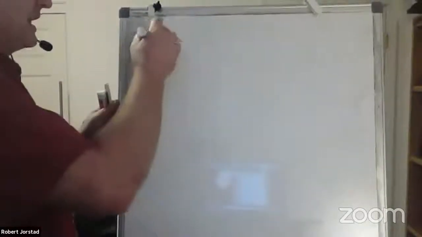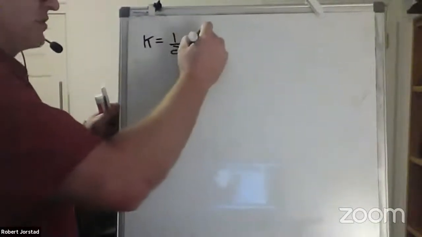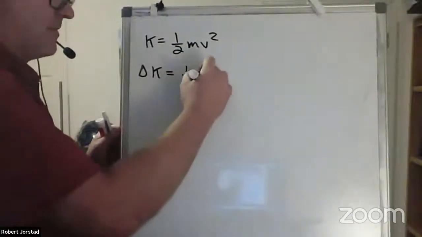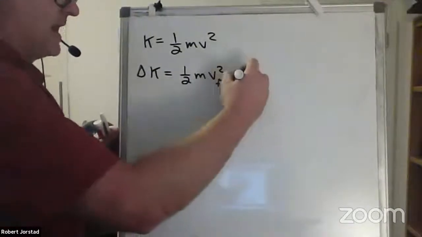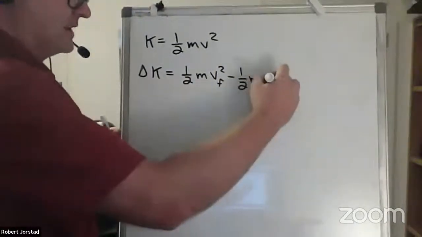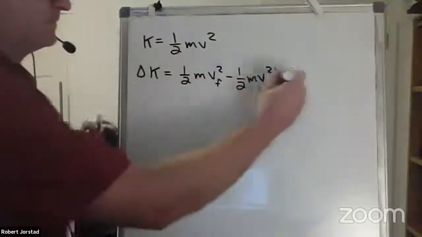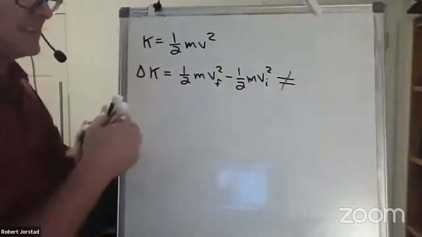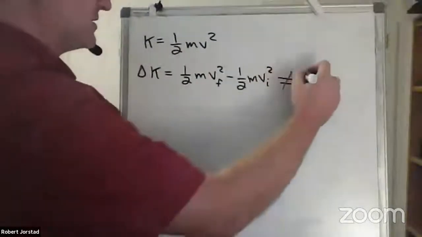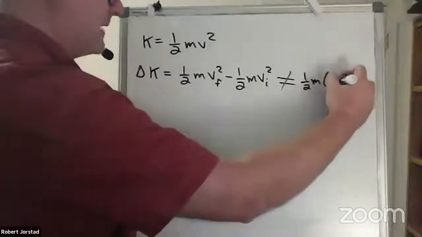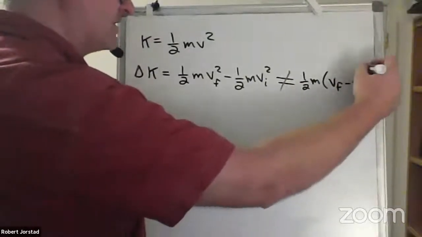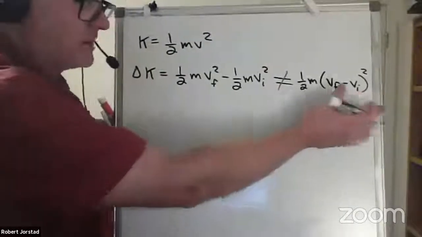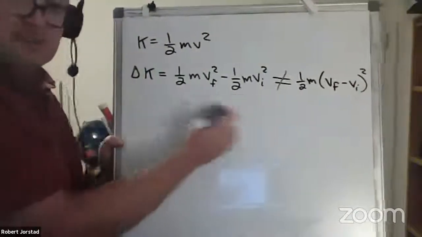We learned that kinetic energy is 1/2 mv squared. We know that delta K is 1/2 m v final squared minus 1/2 m v initial squared. And watch out. The most common thing people do with this when they're screwing it up is you cannot do the following. You can't just say this is 1/2 m (v final minus v initial) squared. This actually works if v initial is 0 because it drops out, but in general, you can't do that shortcut.